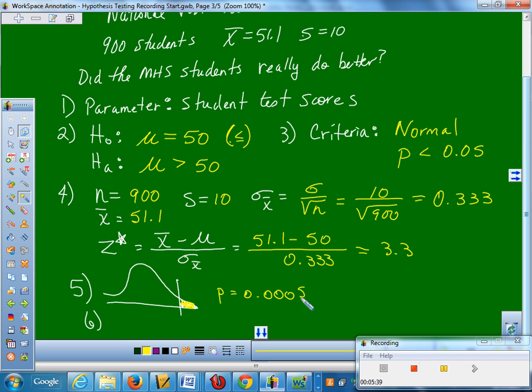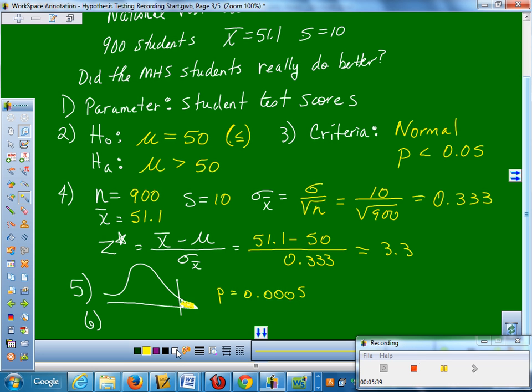So did our p-value we calculated, is it less than 0.05, the standard we set at the beginning? And yes, it's a great deal less than that. So since our probability is less than 0.05, then that means we have found that the null hypothesis is incorrect. And so we have discovered that our students did do better.